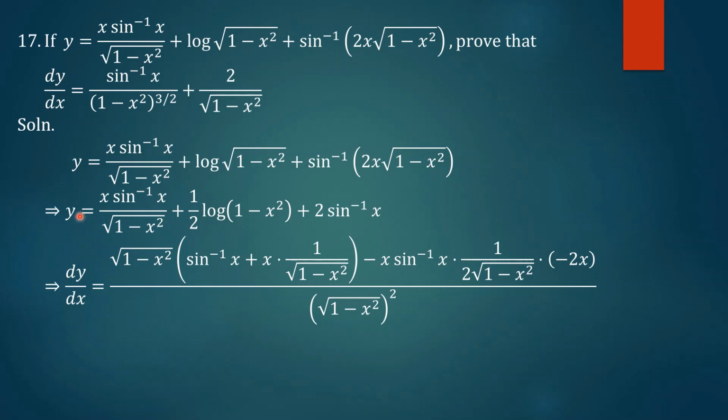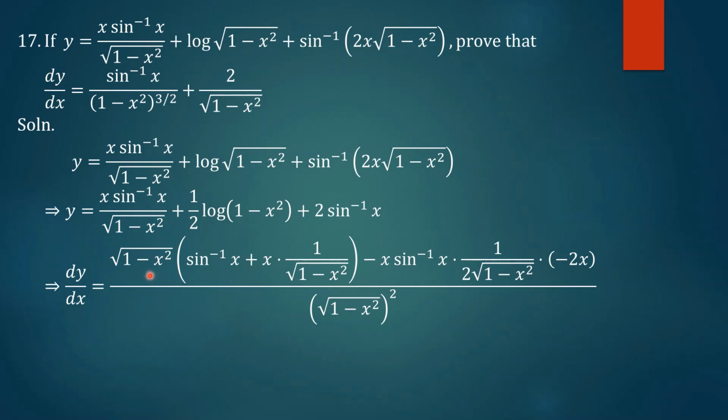Now comes differentiation. So dy dx is equal to, this is a quotient function. So denominator is root over 1 minus x square into the numerator. This is the numerator. It is again in product form, x into sin inverse x. So the differentiation of x into sin inverse x: x derivative is 1, so it remains only sin inverse x. Then compulsorily plus x remains same, and sin inverse x derivative is 1 by root over 1 minus x square.